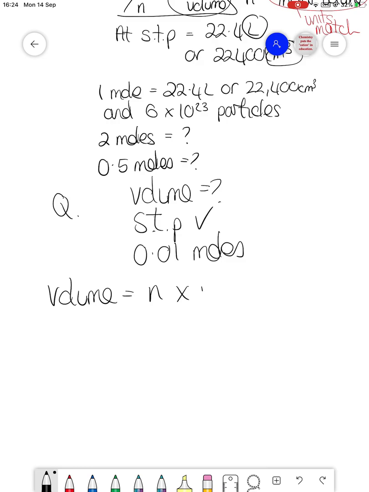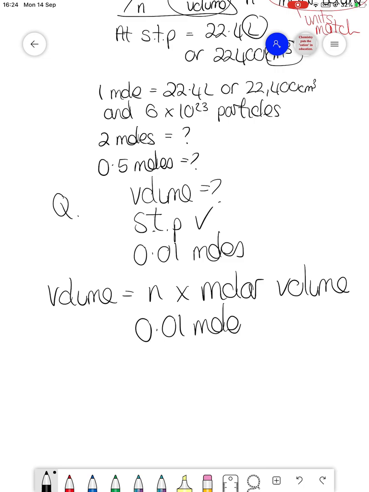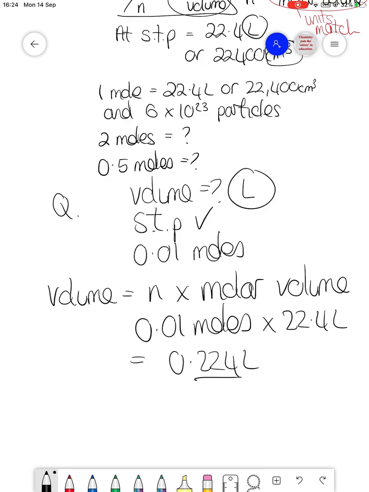Now I will always write out the full equation for myself every time I do it, even as a teacher. So we're using the part that says volume is equal to moles by molar volume. We know from our question we have 0.01 moles, and we know our molar volume has to be in litres, as said in the question, so we have to use 22.4 litres. When we do that piece of maths in our calculator, we get 0.224 litres, and we can keep the three figures as there are three figures in 22.4 litres.